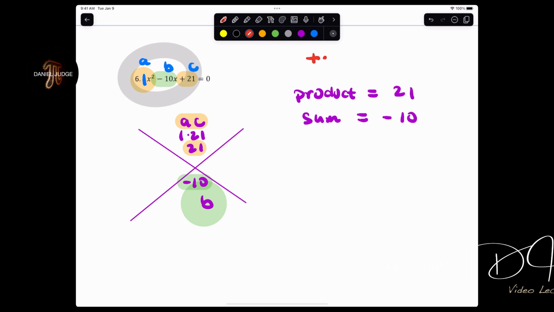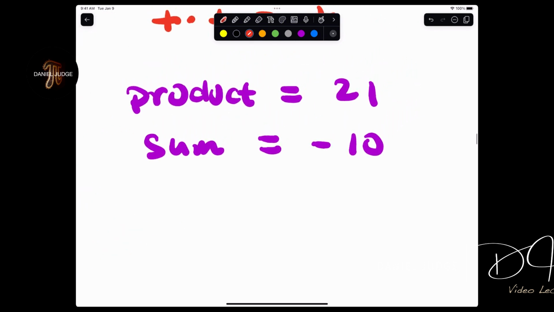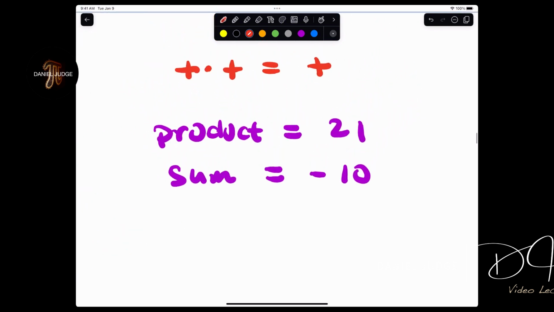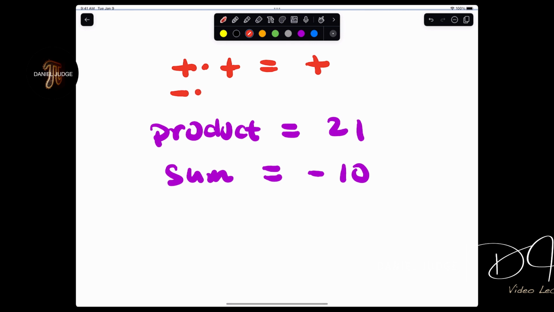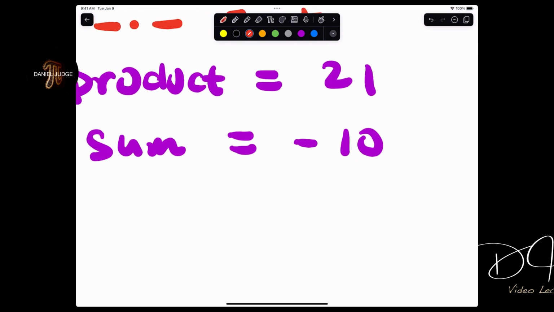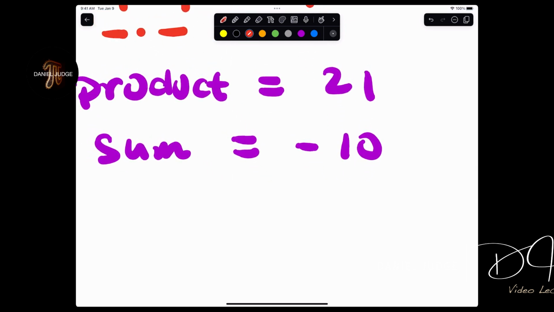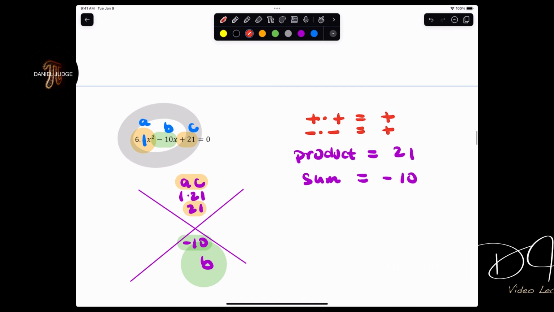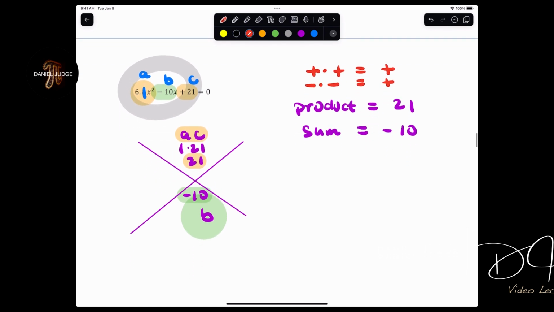A positive times a positive is positive, but when we add two positive numbers, the sum is positive. And that can't be because our sum has to be negative. So a negative times a negative is also positive, but when we add two negative numbers, it'll be a negative sum. So that's the route we're going to have to take. Both numbers have to be negative. So let's think about this.